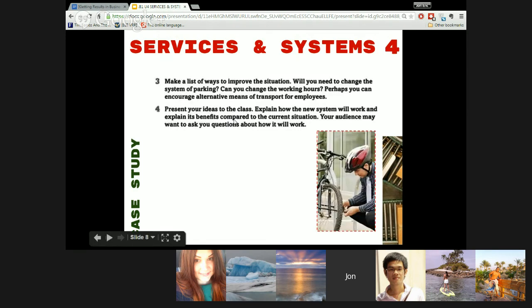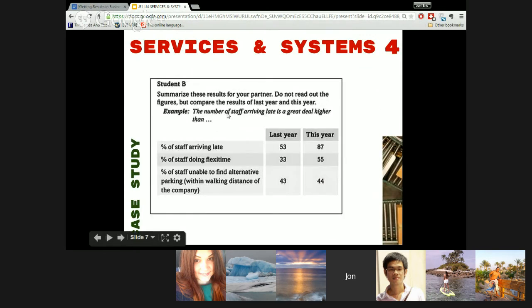And afterwards, once we know what's going on, we're going to make a list of ways to improve the situation and suggestions of alternative ways for people to get to work. And we're going to do this as a group. So these next 2 points, the basic idea is we're going to have our meeting after that where we problem solve. I'll be helping you out with some of the key language that you should be using.